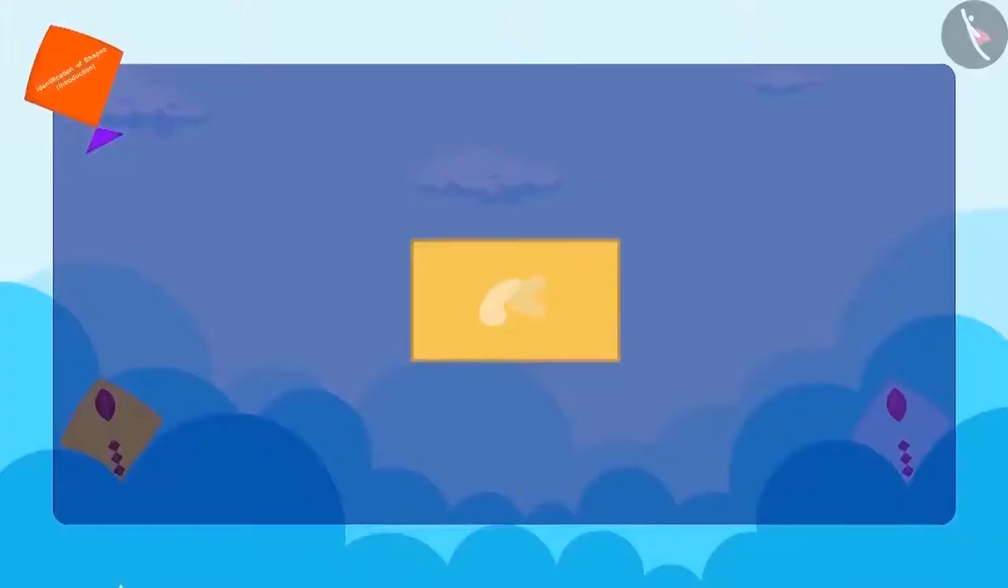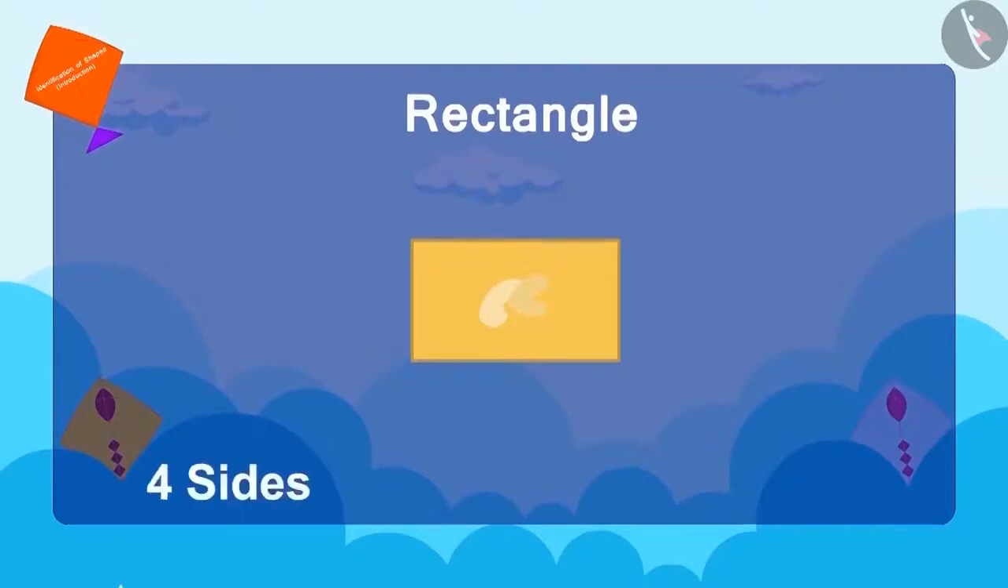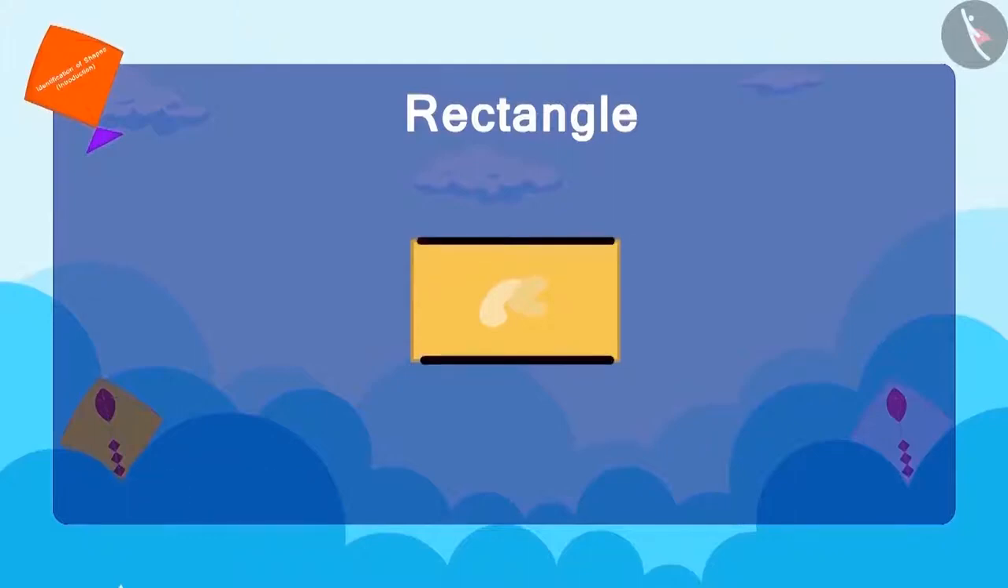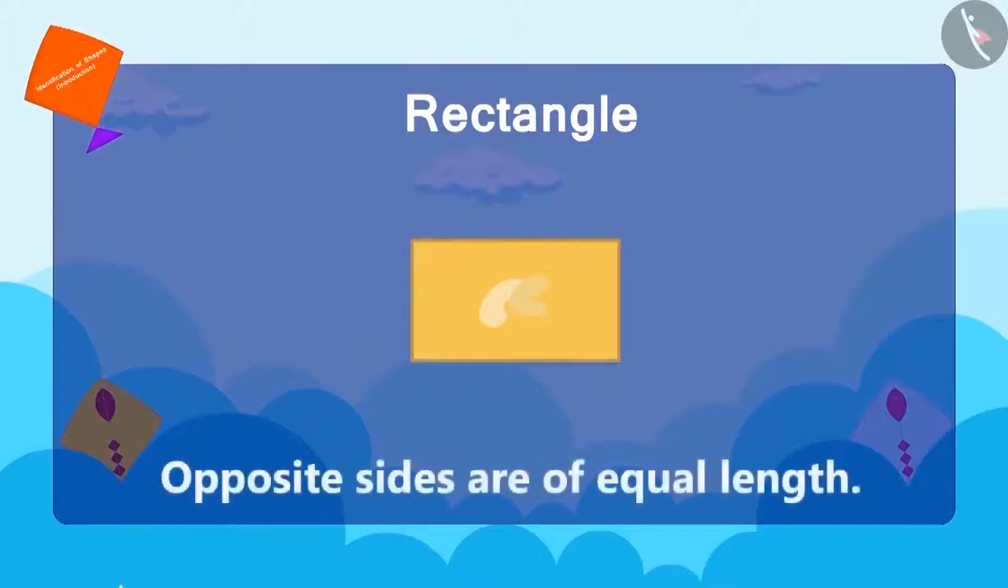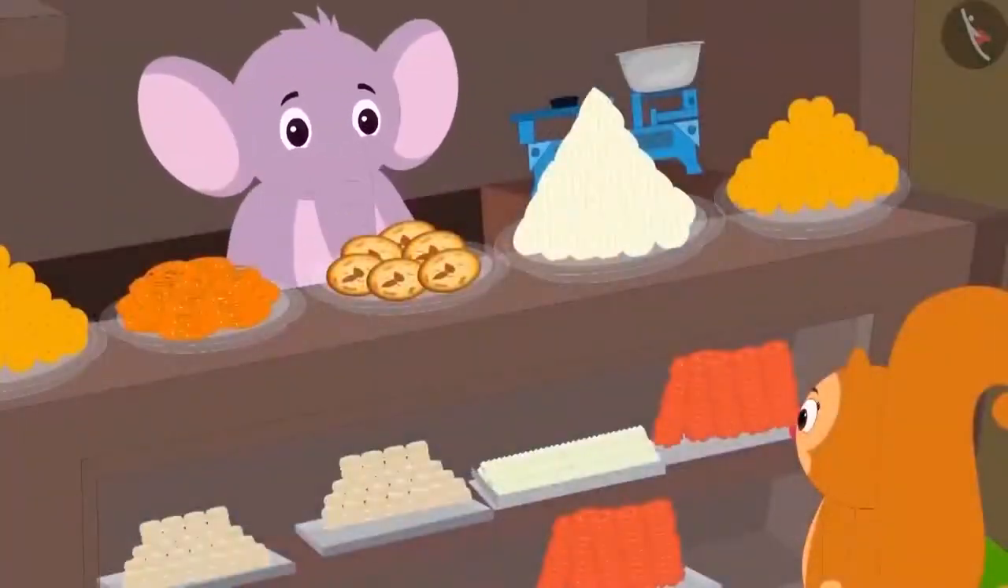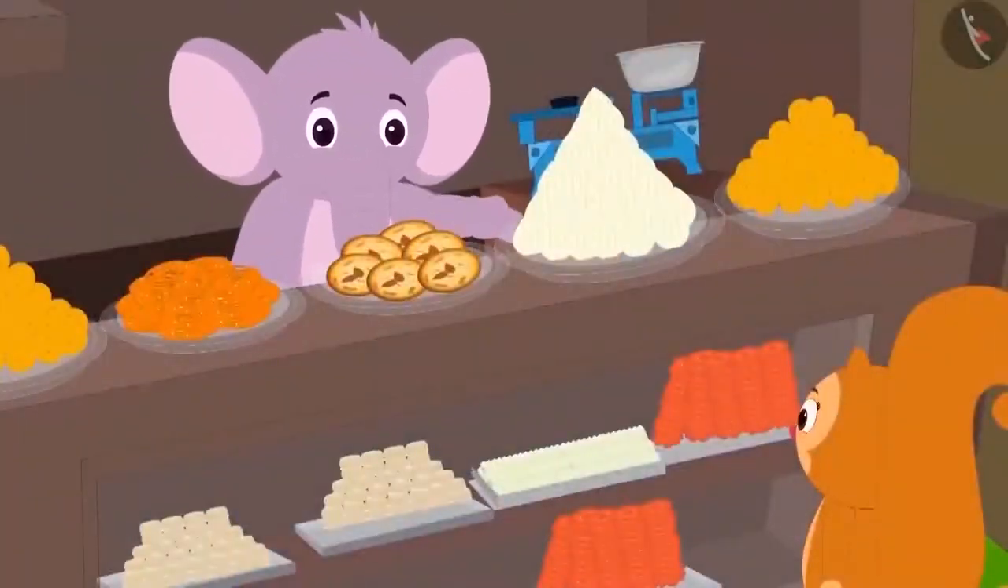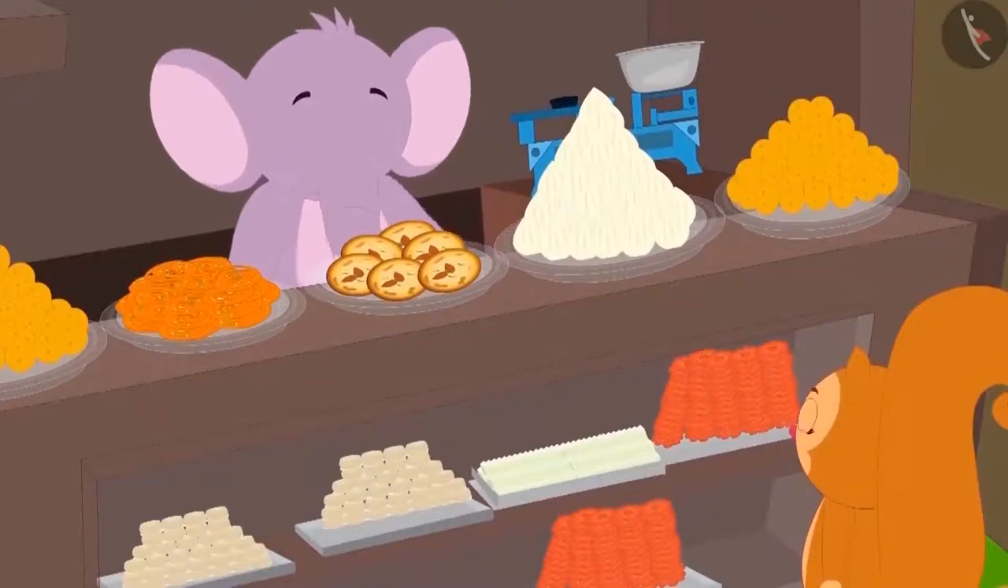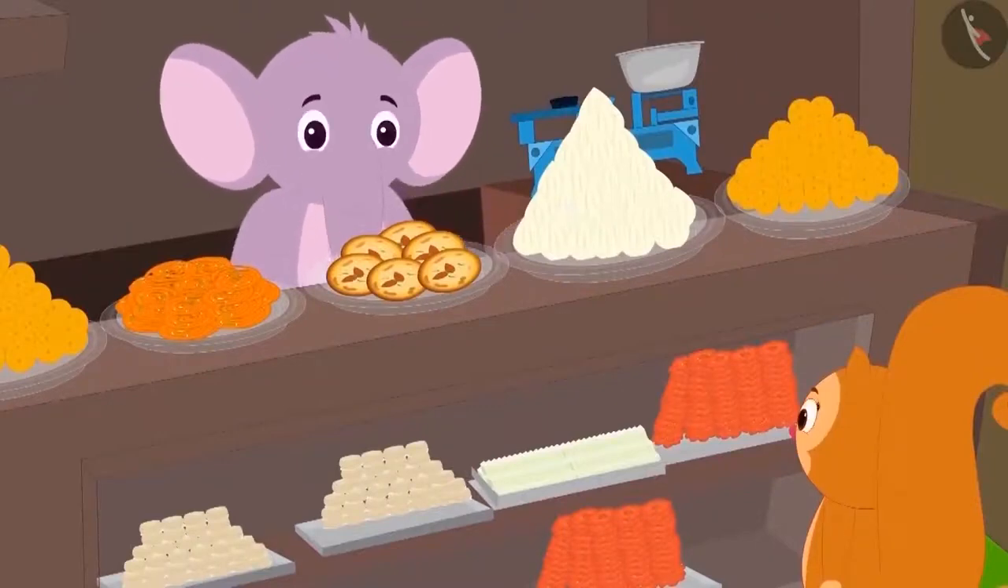Have you seen this shape before? This is a rectangle. A rectangle has 4 sides. Its opposite sides are of equal length. Now Appu explains to Chanda through a poem, where all can she see a rectangle shape.